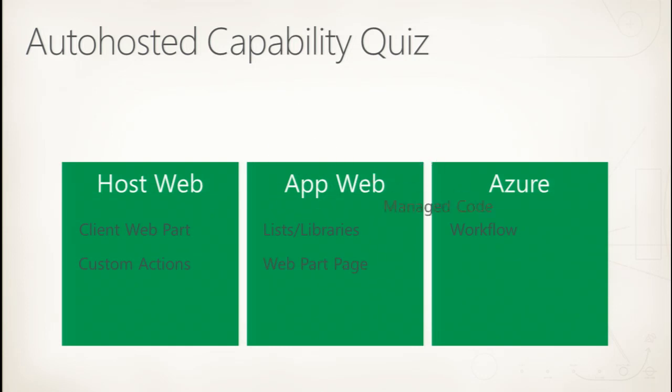And managed code goes into Azure. So that's the value, right? If I want to do business logic, I want to do managed code, we can actually deploy all that in Azure. I can still have those integration pieces because I've got client web parts, I've got custom actions. I can deploy lists and libraries and web part pages all within my SharePoint project that gets deployed in this auto-hosted model as well. Oh, two more. Database.